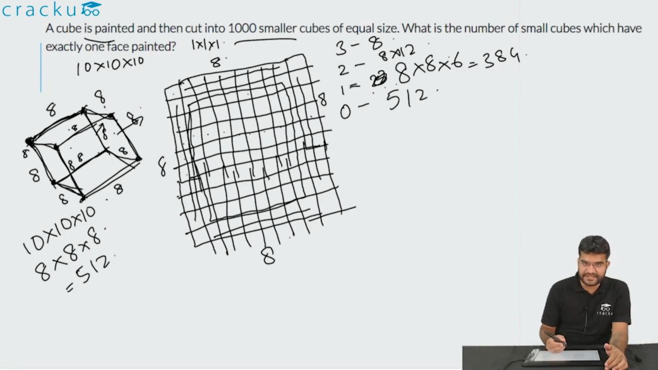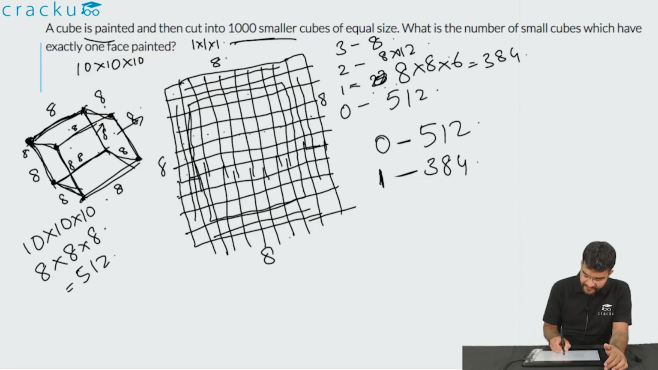So for a 10 cross 10 cross 10 cube, which has 1000 smaller cubes, the number of cubes which have 0 sides painted will be 512. This is basically 8 into 8 into 8. The number of cubes which have exactly one side painted will be 384. This is basically all the cubes on each of the faces, where each of the faces will have 64 cubes in the middle.